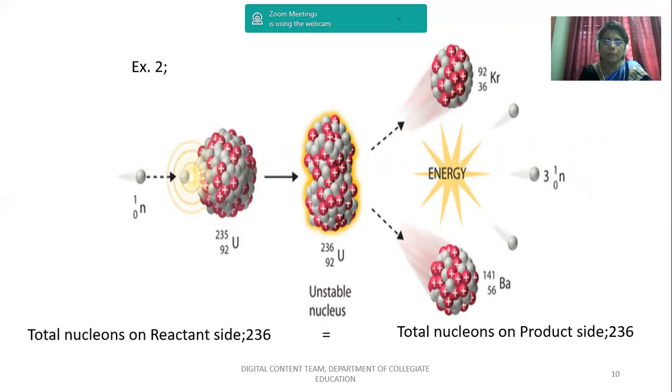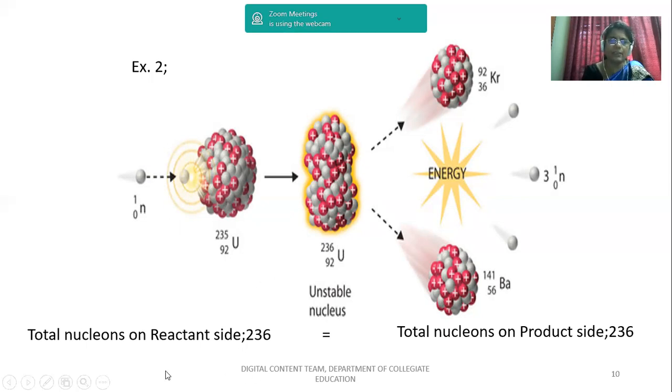So let us consider the same conservation law of nucleons in the other example, which is a popular nuclear reaction between uranium-235-92 and a neutron, which forms an unstable excited compound nucleus, uranium-236-92, that being unstable disintegrates further into 2 lighter nuclei of comparable mass, like krypton 92 as mass number with atomic number 36, and barium with mass number 141 and atomic number 56. And along with that, there will be release of 3 neutrons with an enormous amount of energy in the reaction.